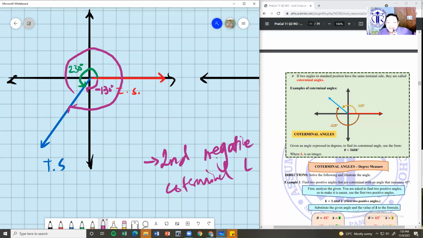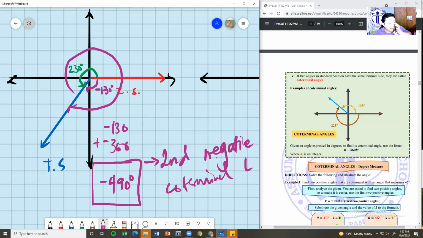Yun, exactly. Very good. I need to add one more revolution kasi umikot pa ako ng isang beses. So therefore, negative 130 plus another negative 360. The answer will be negative 490 degrees. That's it. That's the second negative coterminal angle. Got it? Very good. Show me a reaction if you understood that process.